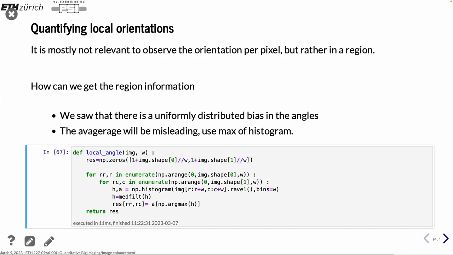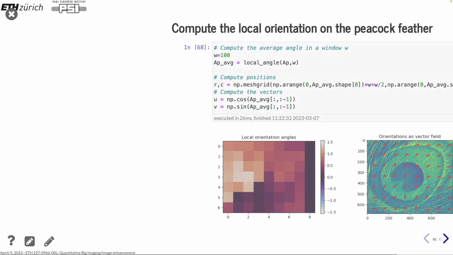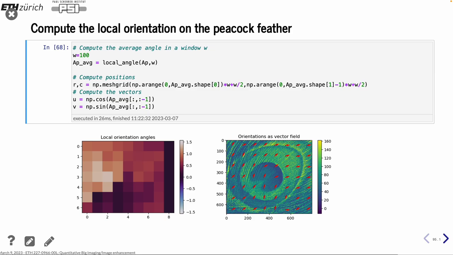You can study it if you like, but I put it here. And now looking at this, you can compute, first of all, the local angles. And then I need to do some processing here to compute the vectors, and then we can make a nice vector field showing the orientations within the peacock feather.